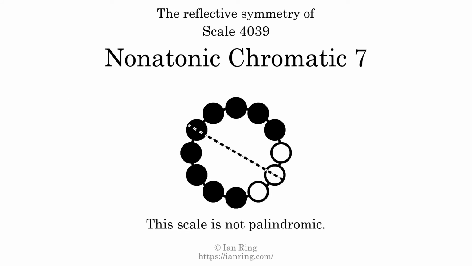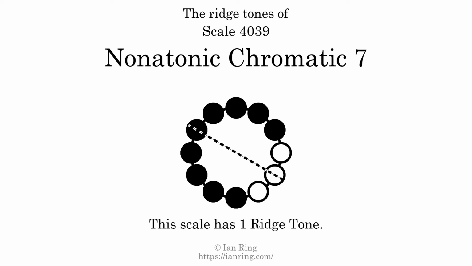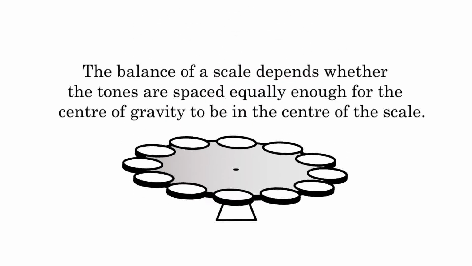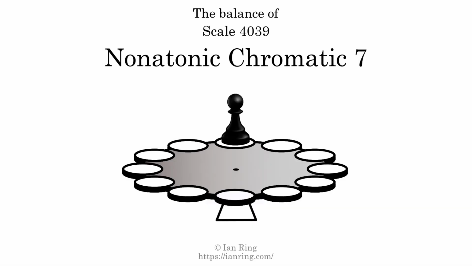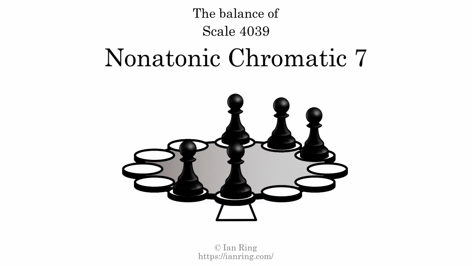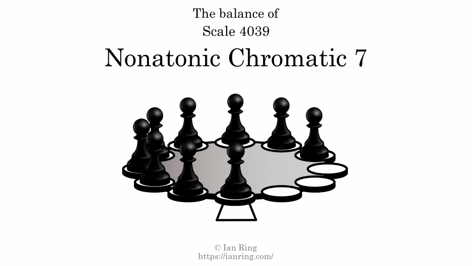This scale has reflective symmetry across an axis positioned 4 semitones from the root. This scale has a different pattern of intervals ascending and descending, so it is not palindromic. This scale has one ridge tone. Here, the balance of a scale depends whether the tones are spaced equally enough for the center of gravity to be in the center of the scale. This scale is not balanced.